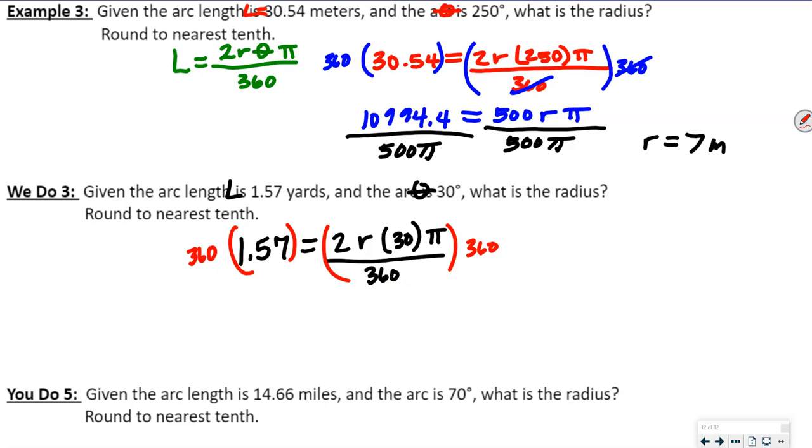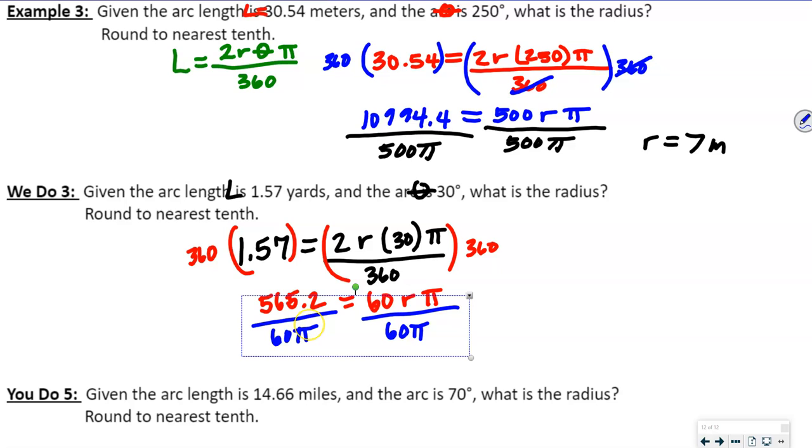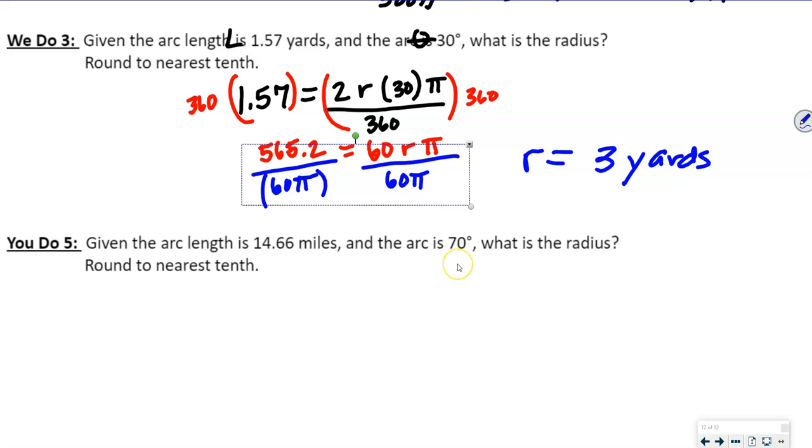So when I did that, that gave me 565.2, and that's equal to 2 times 30 is 60 r pi, right? So we're going to divide both sides by 60 pi. And when you're doing this in the calculator, make sure that you put this in parentheses, okay? Because if you don't, it's going to divide by 60 and then multiply by pi. So if you have to do it in 2 steps, then make sure you do it in 2 steps to get the answer right. So the radius here, again, rounded up to 3 yards, right? All right, do this last one on your own and come back to me when you're done.